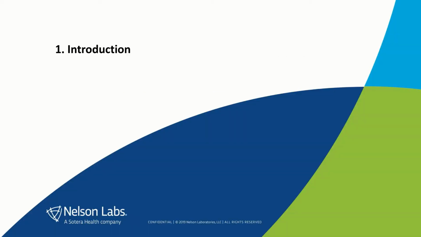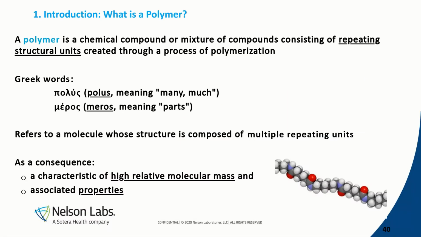So first, I would like to go back. Like I said, we will zoom in on extractable compounds from polymeric devices. So let's first look at what a polymer is. If you look up the definition of a polymer, for instance, on Wikipedia, it tells you that a polymer is a chemical compound or a mixture of compounds consisting of repeating structural units created through the process of polymerization. For instance, as an example, if the structural repeating unit is ethylene, then you'll have polyethylene, propylene is polypropylene, vinyl chloride is PVC, and so on and so forth.